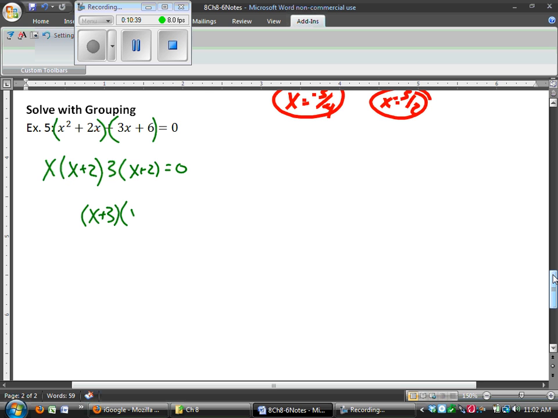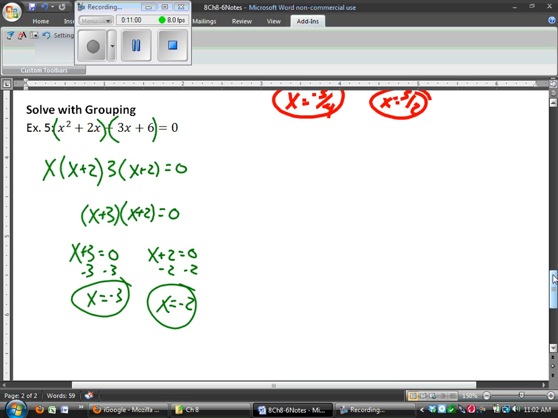X plus 3, x plus 2 equals 0. Then set those each equal to 0. X plus 3 equals 0. X plus 2 equals 0. Then I just solve for x, so that x equals negative 3. Or if I subtract 2, x is equal to negative 2. And there's my, again, 2 solutions.